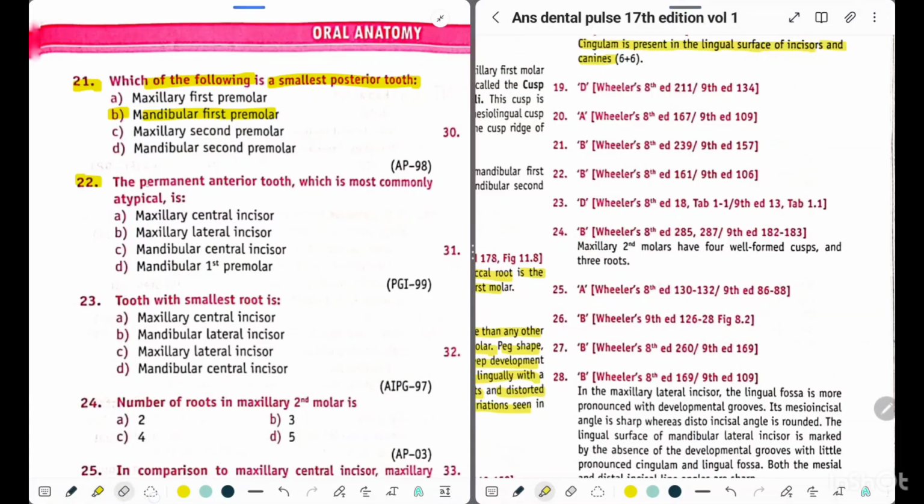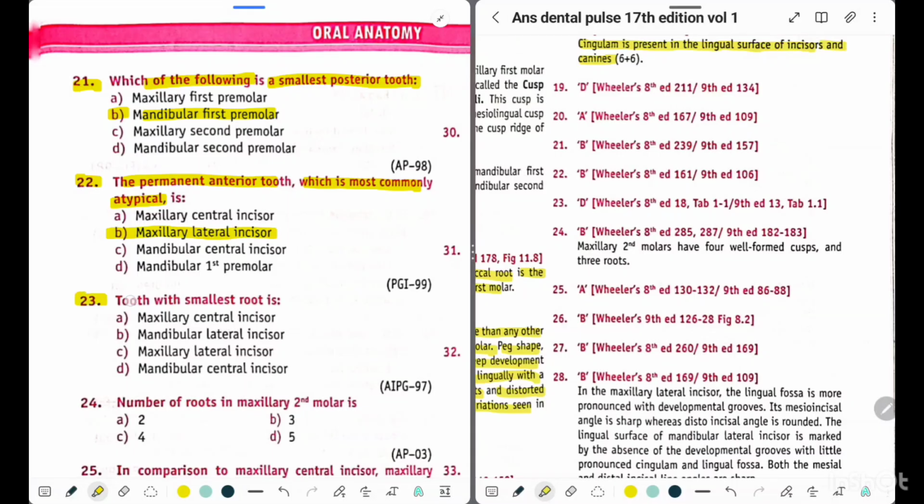Question 22. The permanent anterior tooth which is most commonly atypical is. Its answer is maxillary lateral incisor. Maxillary lateral incisor is the permanent anterior tooth which is most commonly atypical.